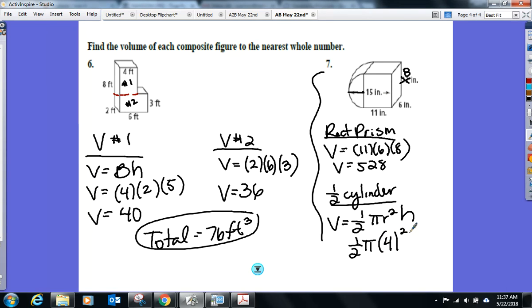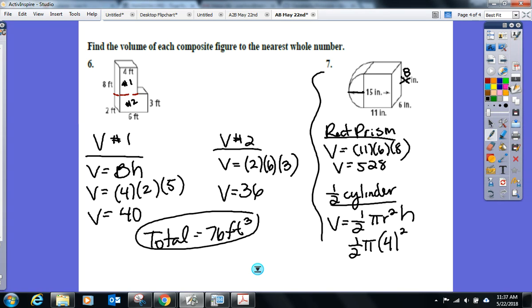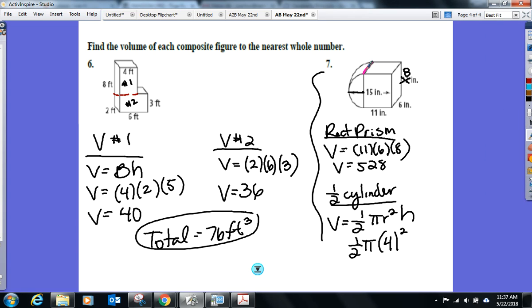4 squared. Ooh, ready? Height of the cylinder. I can't stress this enough. Circular base to circular base. Here's one circular base. On the opposite side's the other one. What is the distance between them? It's going to be 6, yes. Okay, the distance between the bases is 6.